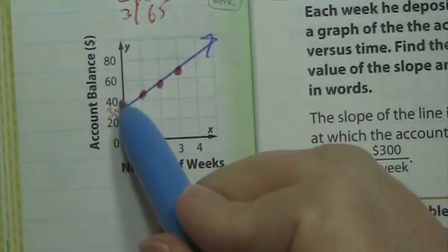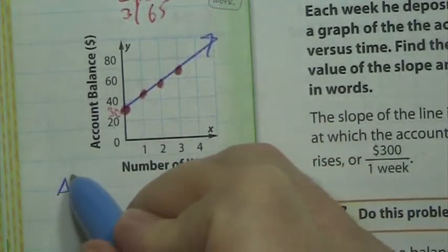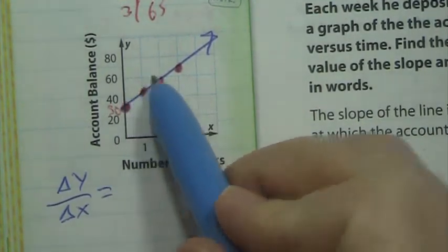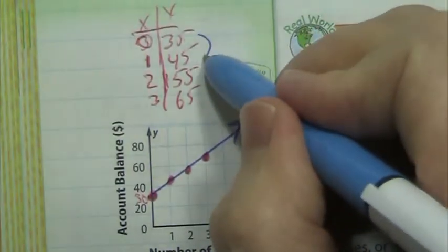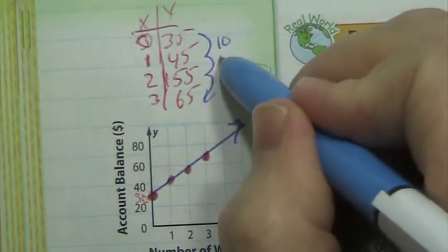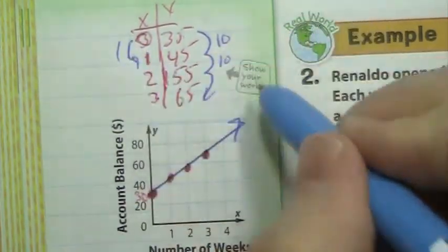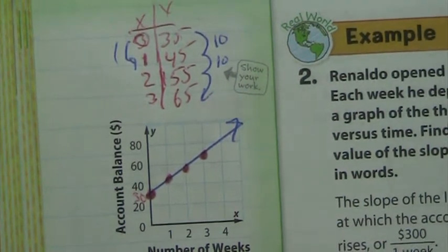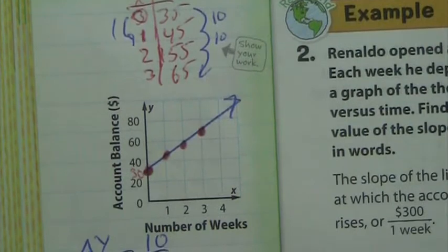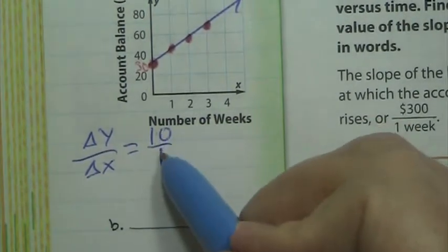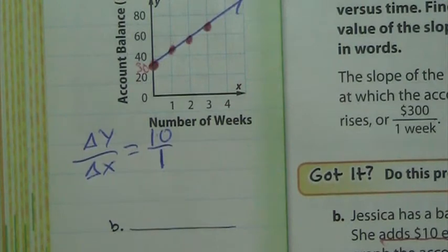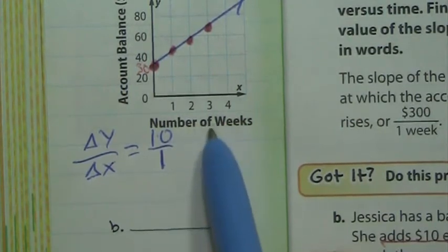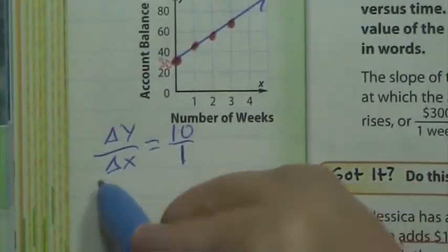So let's see, how much is it changing? It goes up 10. Remember, if you look over here, it's changing by 10, right? And over here it's just changing by 1. 10 over 1. That's the slope, 10 over 1. What does that mean? That's 10 what? Dollars in 1 week? $10 in 1 week.